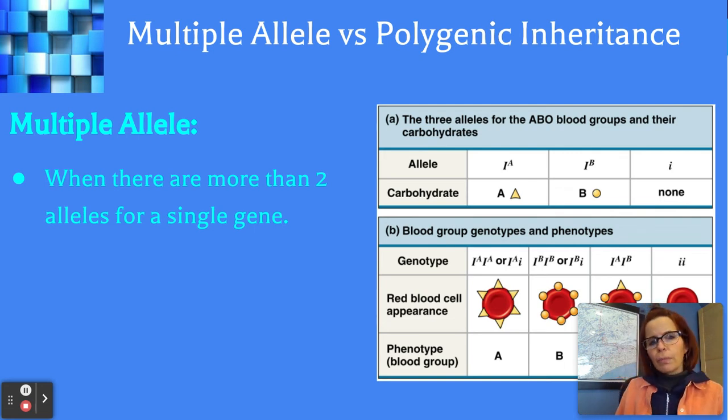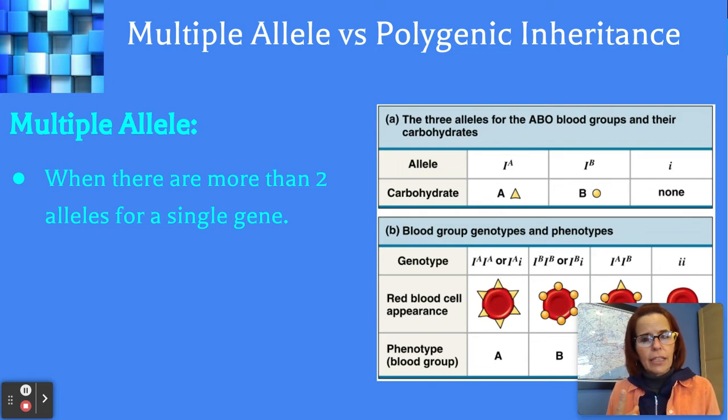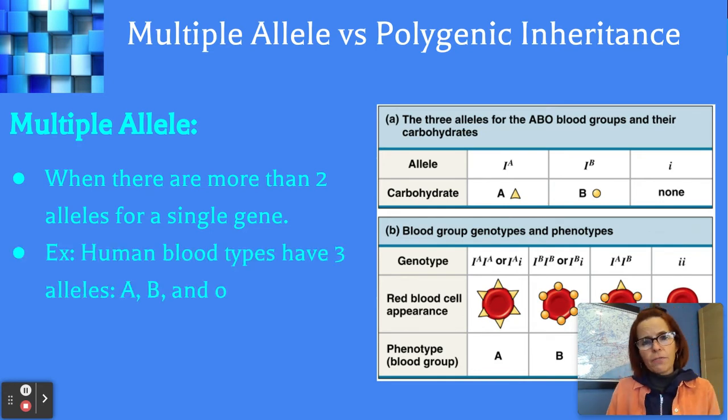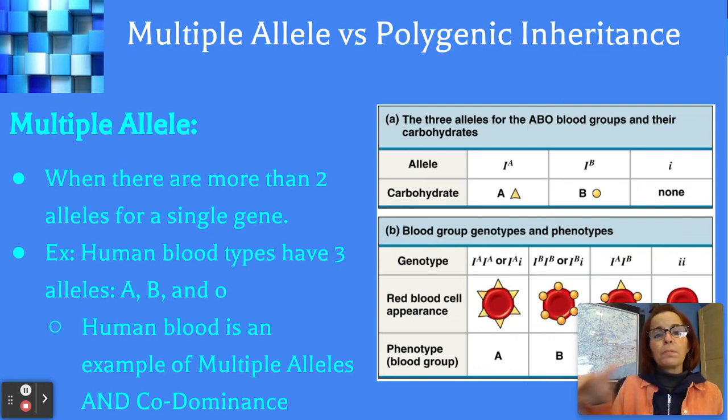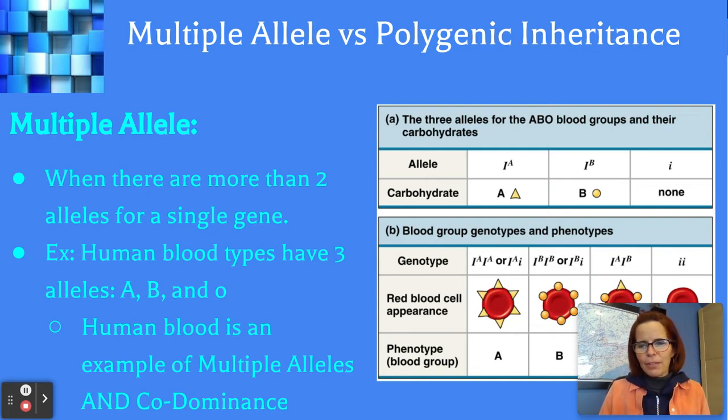So in the case of blood types, there's type A, a codominant allele, type B, also a codominant allele, or type O, which is a recessive trait. So that's three different allele choices for just one single gene that determines blood types. So anytime that we have more than two alleles, that's called multiple alleles. And then, of course, blood types are examples of both multiple alleles and codominance at the same time.